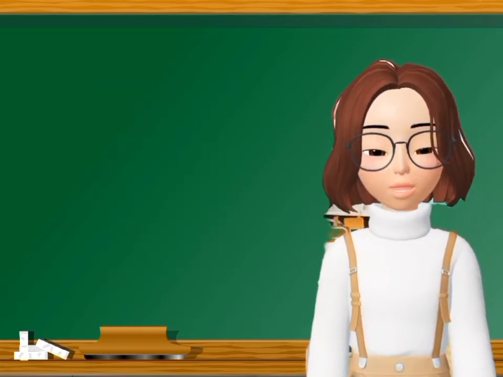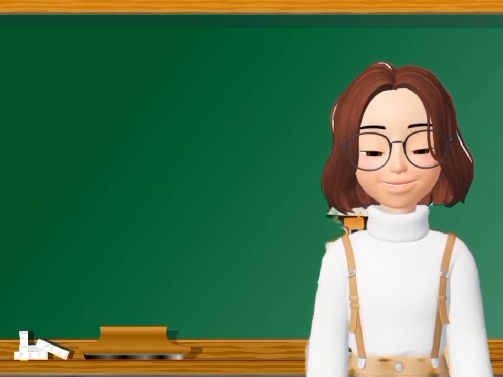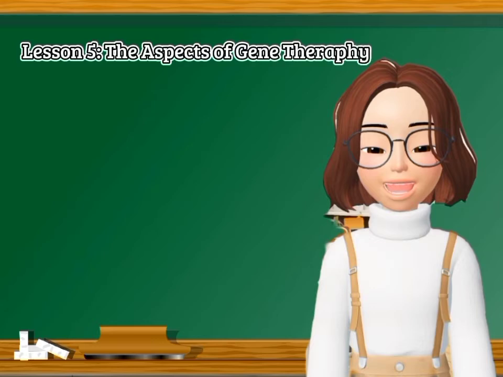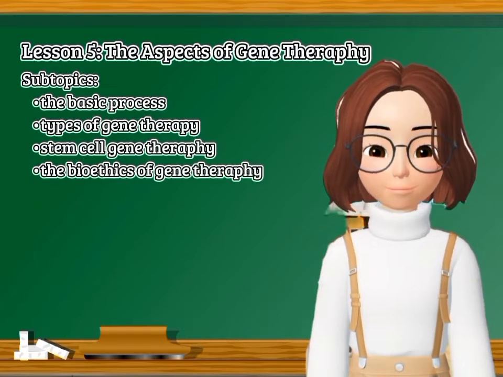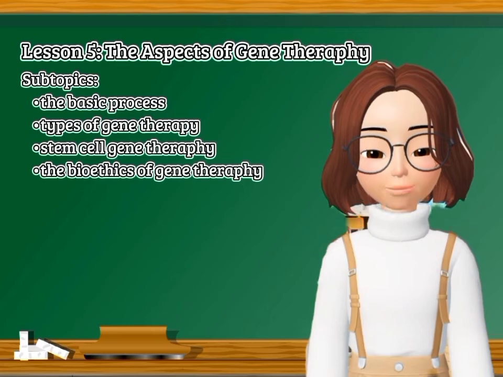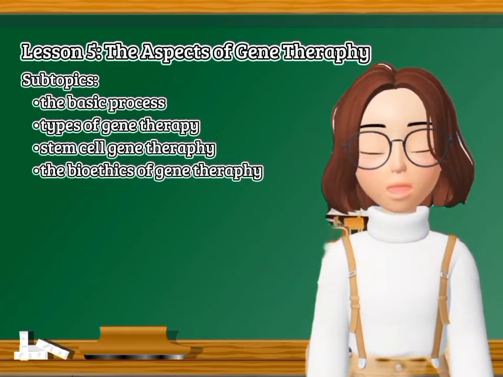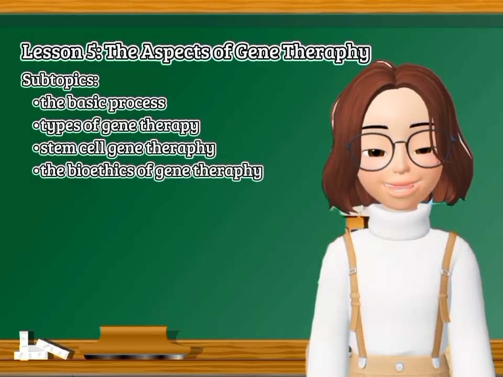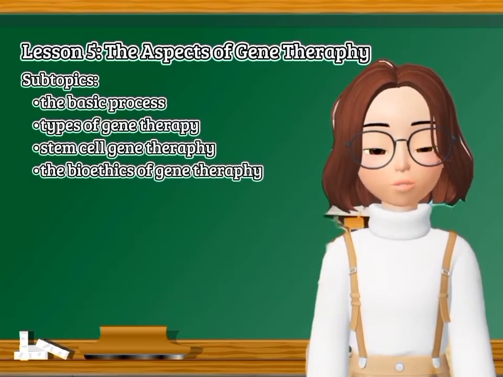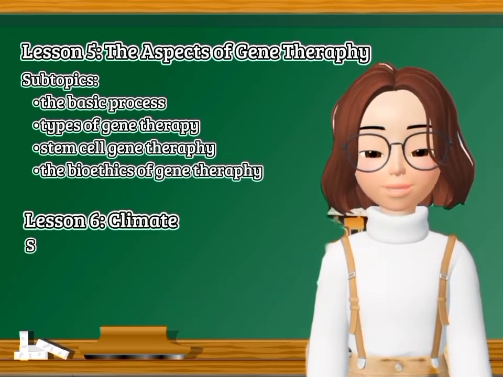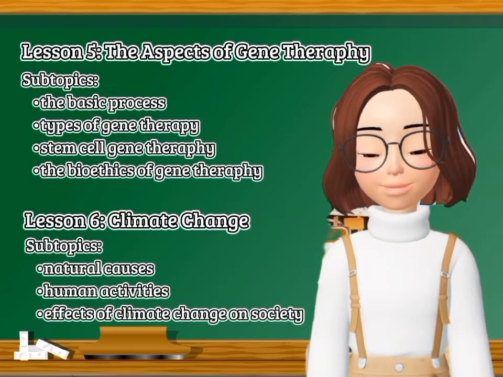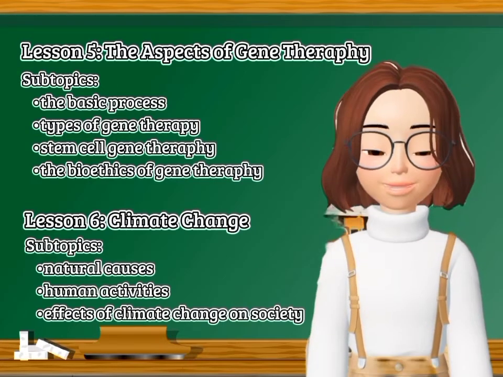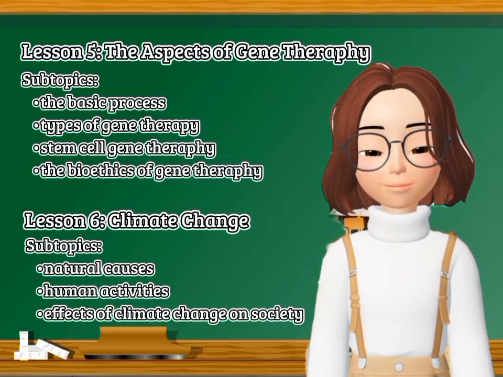Now, let me give you an overview of the topics that we will tackle later on. First, we have Lesson 5, the aspects of gene therapy and its subtopics, including the basic process, types of gene therapy, stem cell gene therapy, and the bioethics of gene therapy. After that, we will move on to Lesson 6, which is climate change, and under it are natural causes, human activities, and effects of climate change on society.